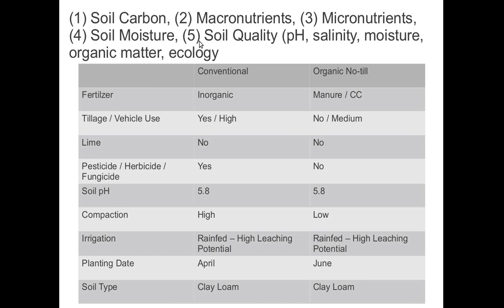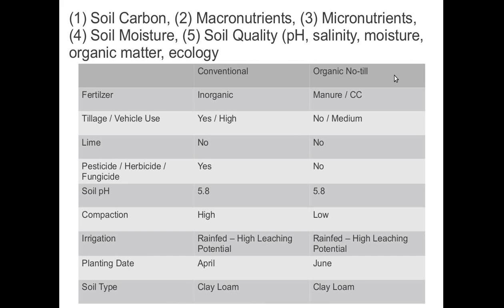And what would be the difference in soil quality between these two management regimes? Remember, that's going to include things like pH, salinity, soil moisture, organic matter, and soil ecology. Those microbes are pretty important in the soil. For this list of 5 general areas, I want to know the main difference between the conventional management scheme and the organic no-till management scheme.